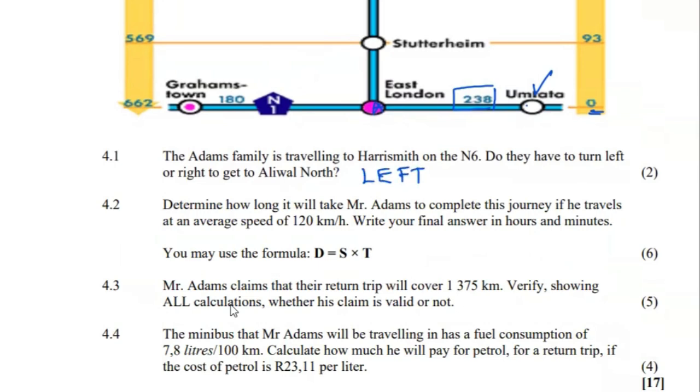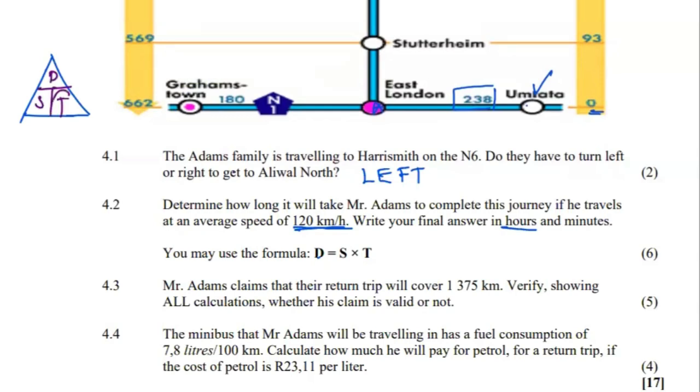Then determine how long it will take Mr. Adams to complete his journey if he travels at an average speed of 120 kilometers per hour. Write your final answer in hours and minutes. They want us to write down time. But the formula given to us says distance equals speed times time. This is when you remember that triangle your teacher taught you, because the formula we need here is for time. We already have distance, so we draw this small triangle that we remember from our teacher.